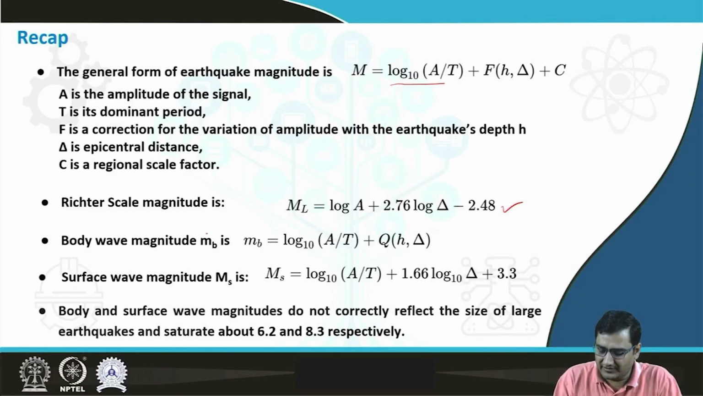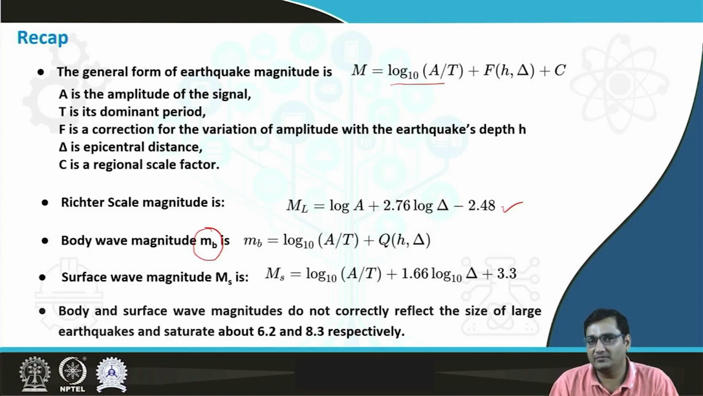Body wave magnitude scale is represented by M sub B. M sub B is equal to log at base 10 of A by T plus Q of h comma delta. Surface wave magnitude M sub S is equal to log at base 10 of A by T plus 1.66 log at base 10 of delta plus 3.3. Body and surface wave magnitudes do not correctly reflect the size of large earthquakes and saturate at about 6.2 and 8.3 respectively.